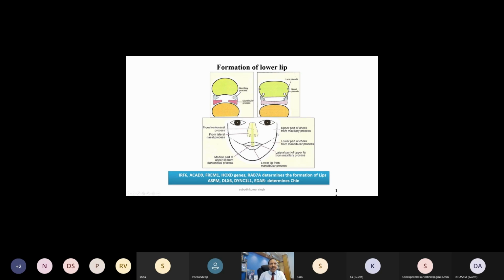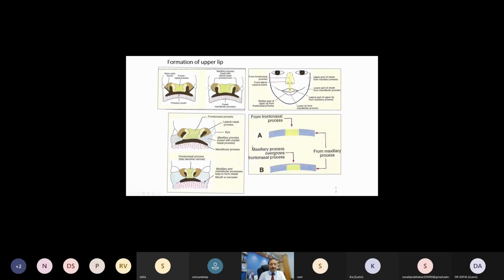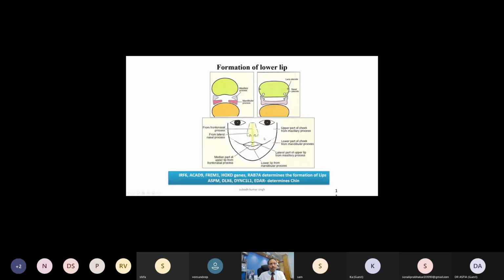Now, the upper part of the cheek is formed by the maxillary process. The lower part of the cheek is formed by the mandibular process. And the lateral part of the upper lip is again formed by the maxillary process, while the nose and the middle part of the lip is formed by the frontonasal process. And the median part of the upper lip is also formed by the frontonasal process.